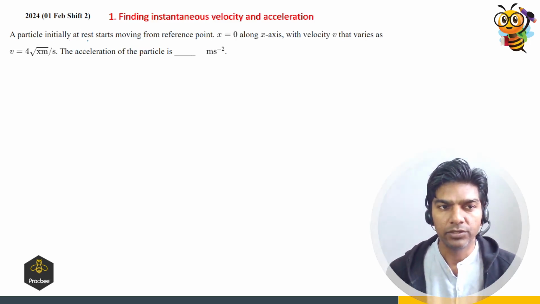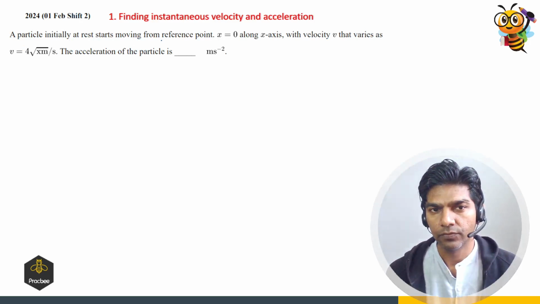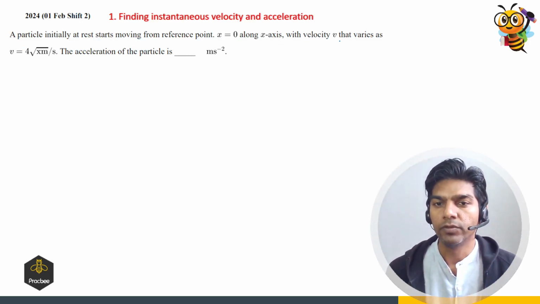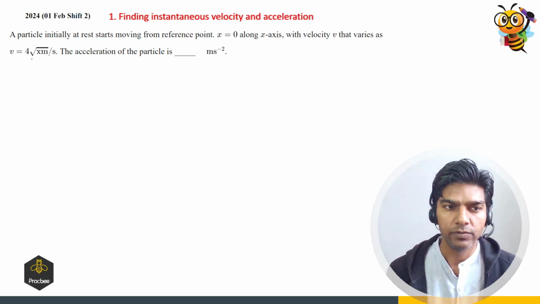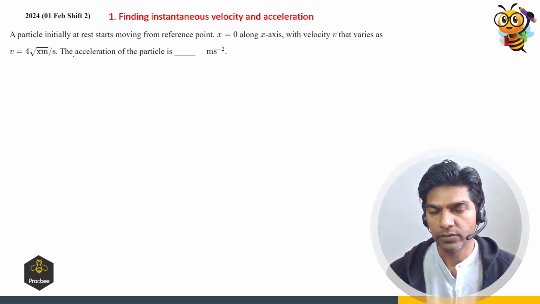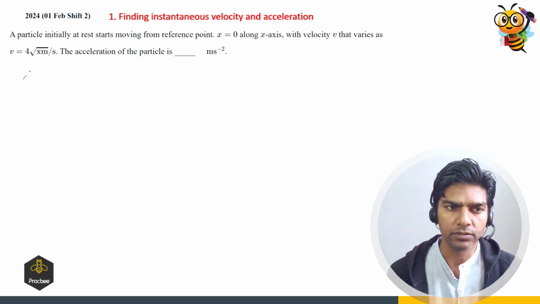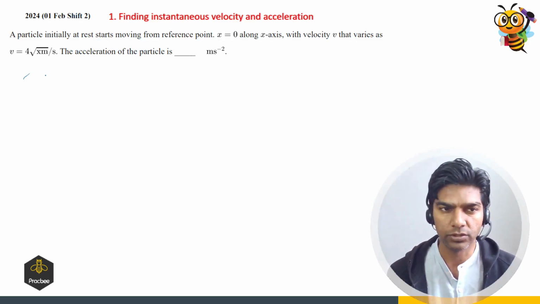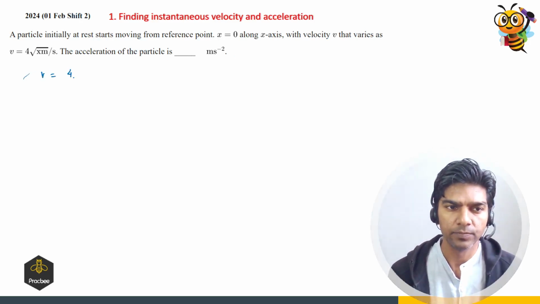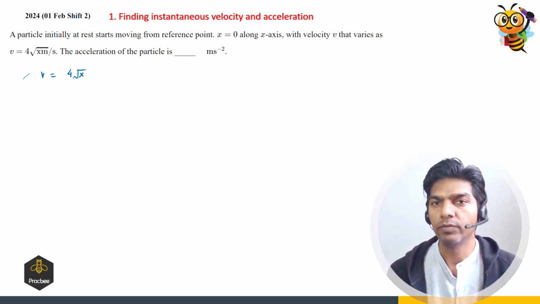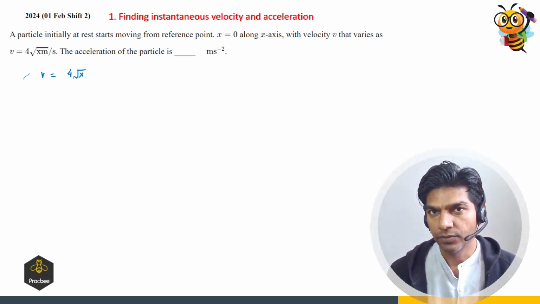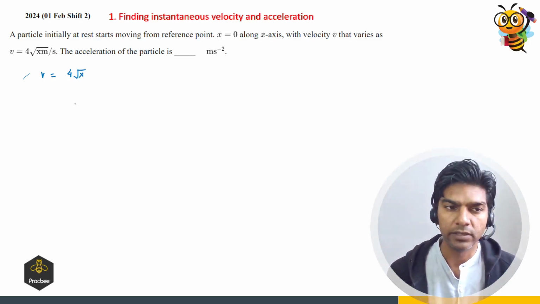A particle initially at rest starts moving from a reference point x equals 0 along the x-axis with velocity v that varies as v equals 4 times root x in meters per second. The acceleration of the particle is, so we have to find the acceleration, and v is given as a function of position. So v is given as 4 times root x. Now what we're going to do, we'll differentiate this with respect to time. We will get the instantaneous acceleration.